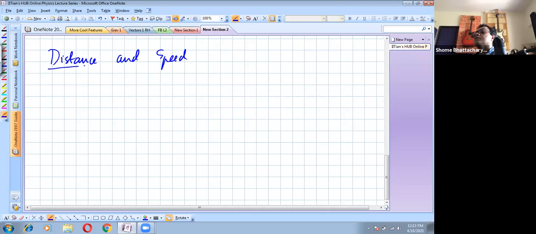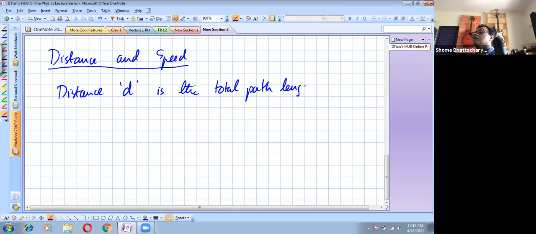Okay. So as we all know, distance, and here I will use the symbol D for it, is the total path length traversed. It doesn't have a very simple definition like displacement, that it is the straight line joining the initial and final position. It's not that simple actually. Distance is the total path length.